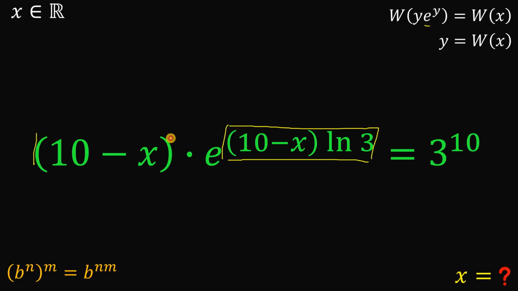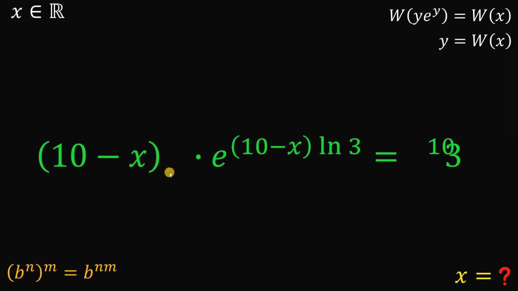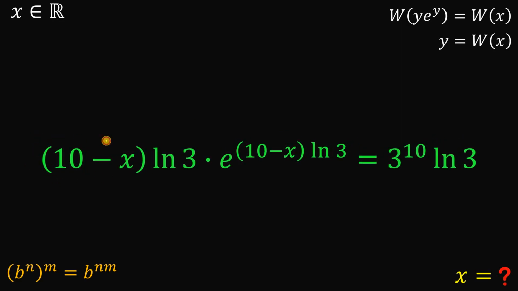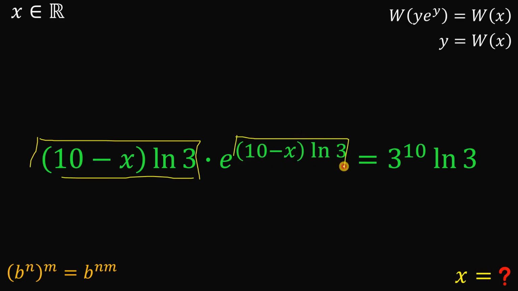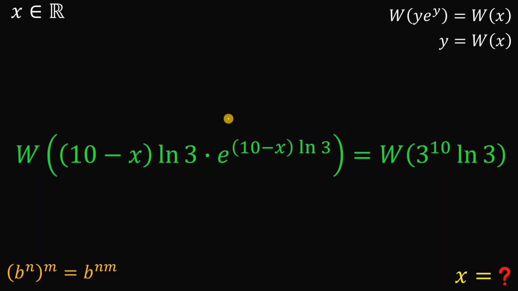But in this case, we have only 10 minus x. We don't have ln 3. So why not? Let's multiply both sides by ln of 3. Now, we have the same thing, 10 minus x times ln 3 multiplied by e raised to the power of 10 minus x multiplied by ln 3. At this point, we are now in this form, y times e raised to the power of y. So we can now take the Lambert W function on both sides, because that's our goal.